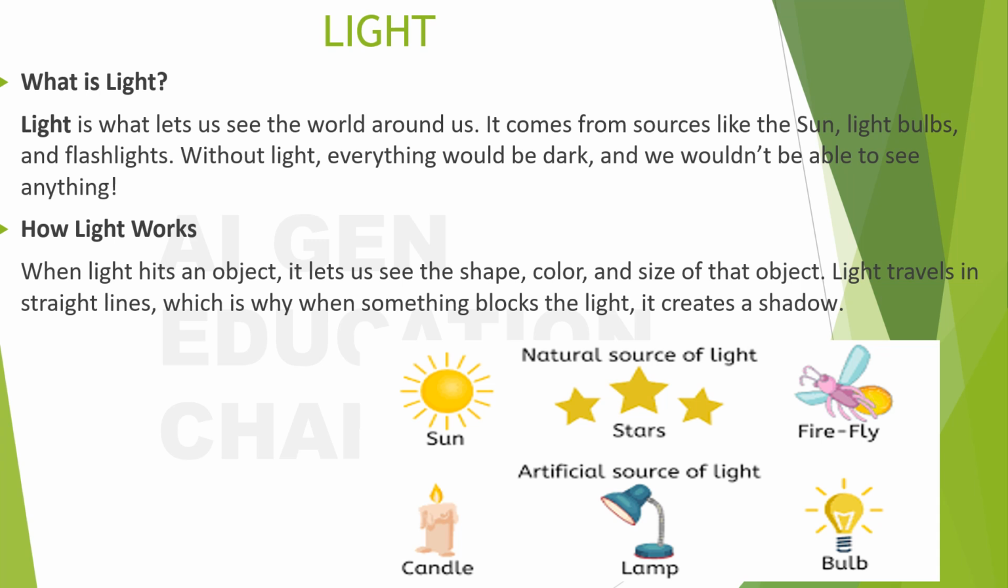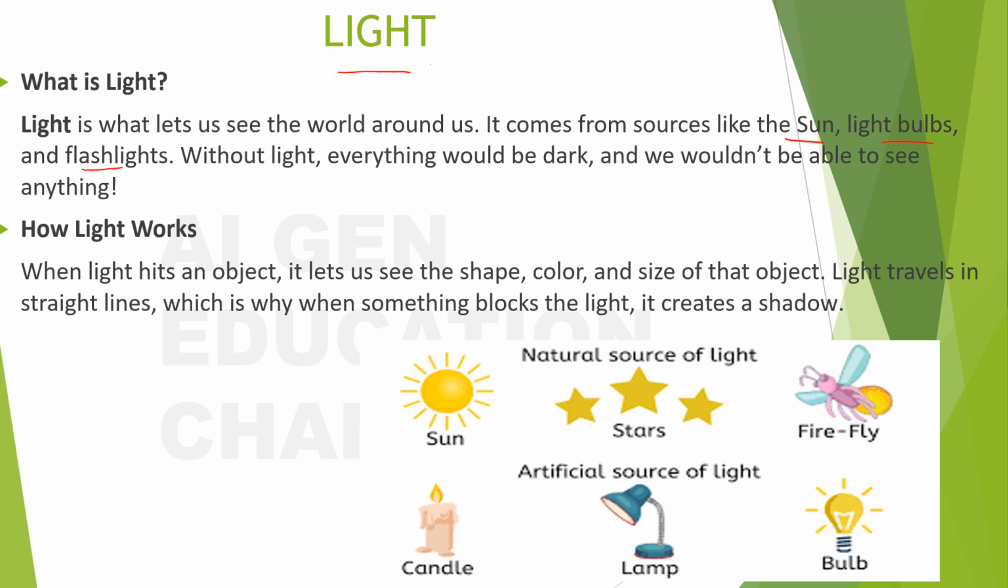Today we shall look into the chapter Light. What is light? Light is what lets us see the world around us. It comes from sources like the sun, light bulbs and flashlights, and many more even. Without light, everything would be dark and we wouldn't be able to see anything. See, when the power goes off, you won't be able to see anything, right? So light is so important to enable us to see something.